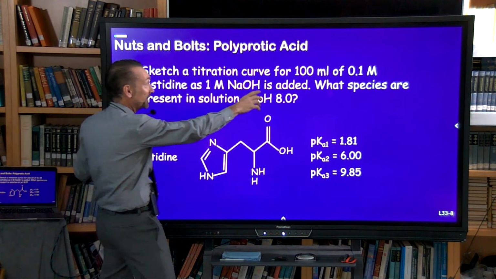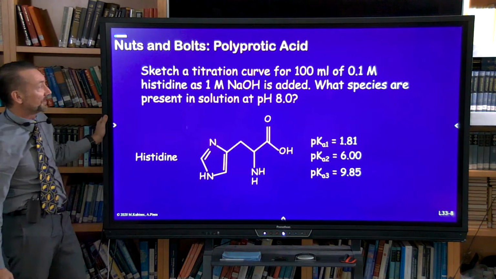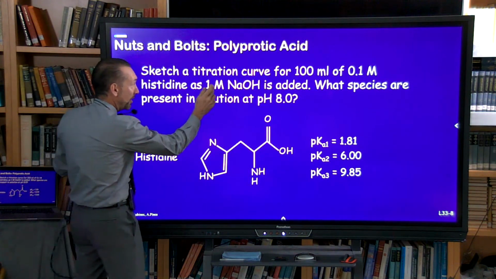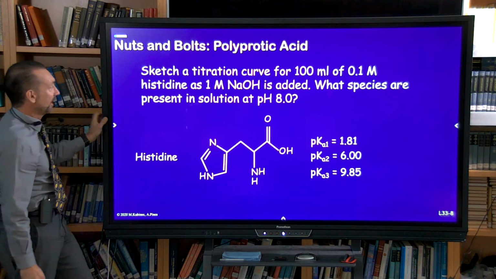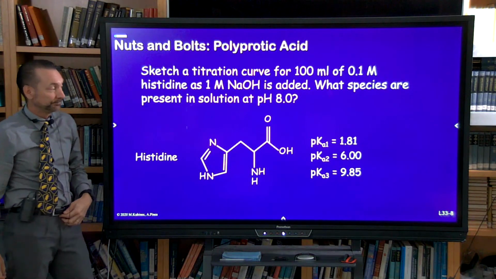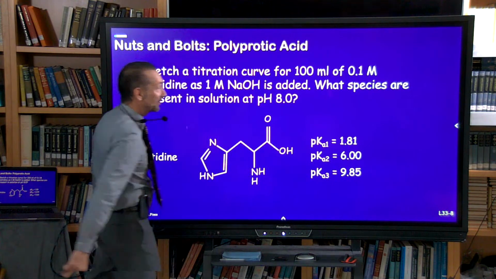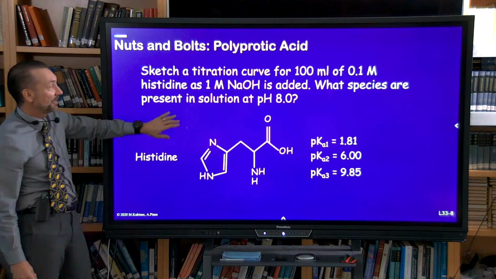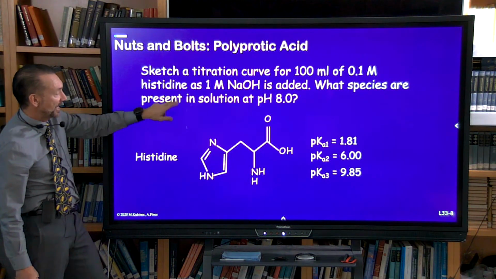We'll sketch the titration curve for 100 mils of 0.1 molar histidine as a 1 molar, very concentrated base is added. And then ask what species are present when we get to pH 8. So it's a weak acid. When we just add it into solution, it'll be slightly acidic, and I'm going to add the base to it.